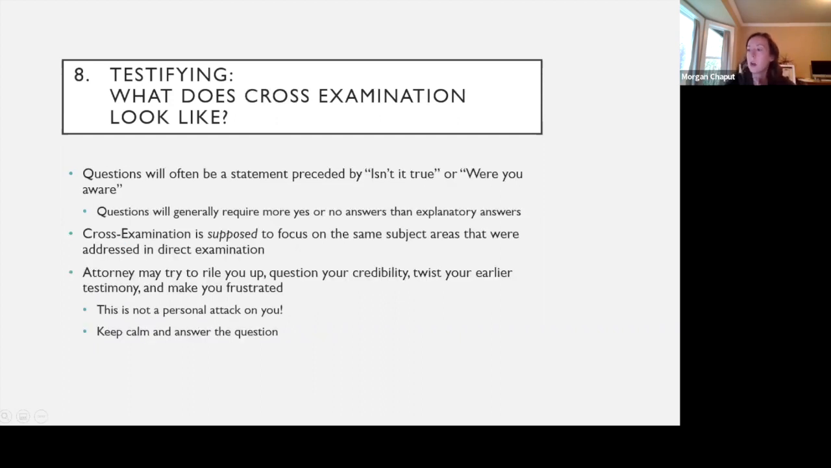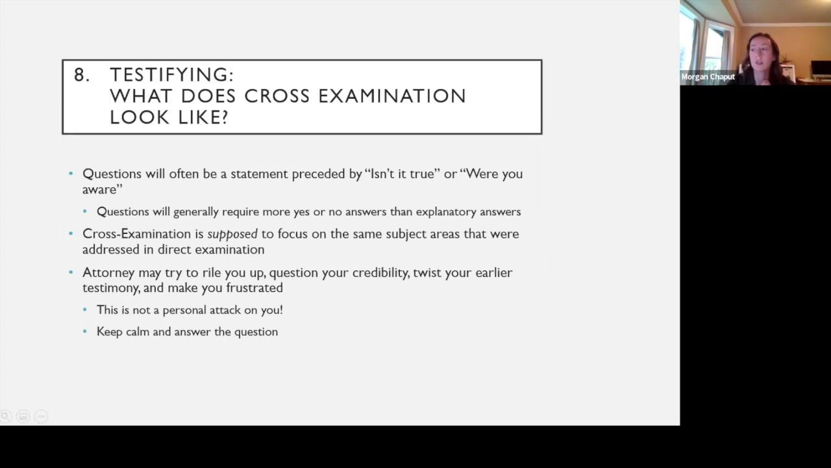Okay, we're still talking about testifying. So tip number 8, testifying: what does cross-examination look like? Again, this is probably coming from parents' attorneys. Questions will often be a statement preceded by "isn't it true" or "were you aware." Questions are typically more yes or no answers than long narrative opportunities. So it'll be things like, "Isn't it true that mom actually had clean UAs the entire month of May?" Or, "Were you aware that mom got compliance and progress at all of her last six review hearings?" That's the style of how cross-examination goes.